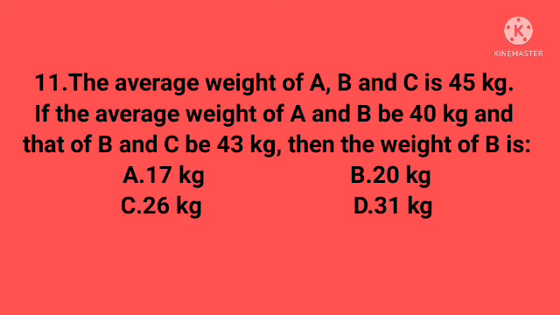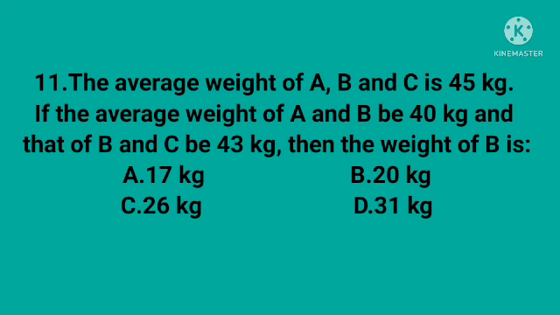Question number 11. The average weight of A, B and C is 45 kg. If the average weight of A and B is 40 kg and that of B and C be 43 kg, then the weight of B is A) 17 kg, B) 20 kg, C) 26 kg, D) 31 kg.